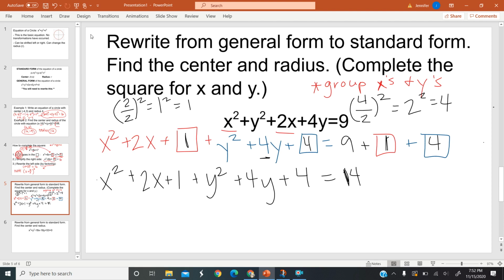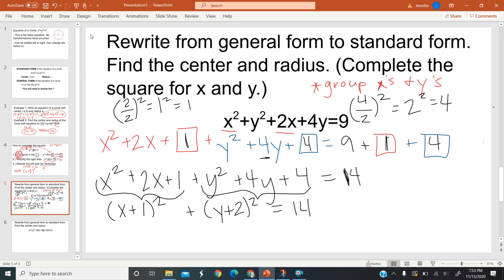So I need to factor my x squared plus 2x plus 1 separately from my y squared plus 4y plus 4. So for my x factor, I'm going to end up with x plus 1 squared because I'm just going to do x plus that b divided by 2. So 2 divided by 2 gives me 1, so I just need x plus 1 squared. And then for my y factor, I'm going to end up with y plus 2 squared. And then all of that is going to equal 14.